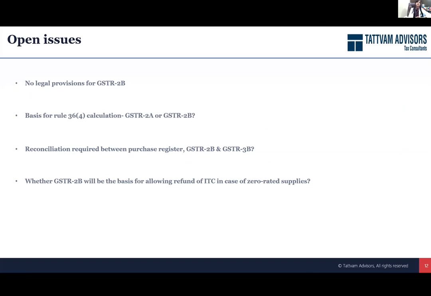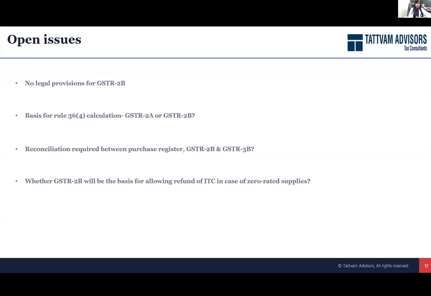Therefore, the question is whether I should take 2B as the basis for any of my calculations. Let's say for the 36(4) calculation, till now we have been taking 2A as the basis. Whether 2B can be taken or not, and whether the department can ask me to do reconciliations, because today the department is asking for reconciliations of GSTR 2A versus purchase registers versus 3B. Will the department now start asking for reconciliations with 2B also? Also, whether the department will take 2B as one of the bases for giving me the ITC refund.